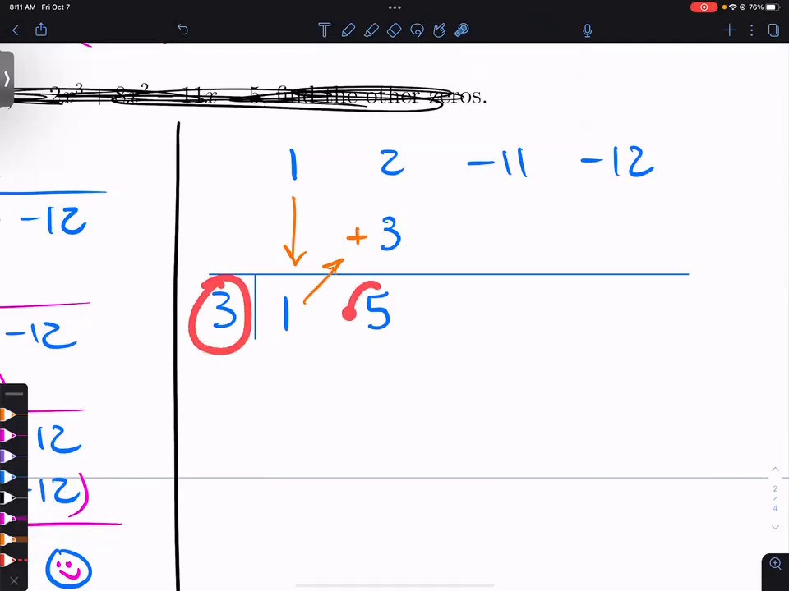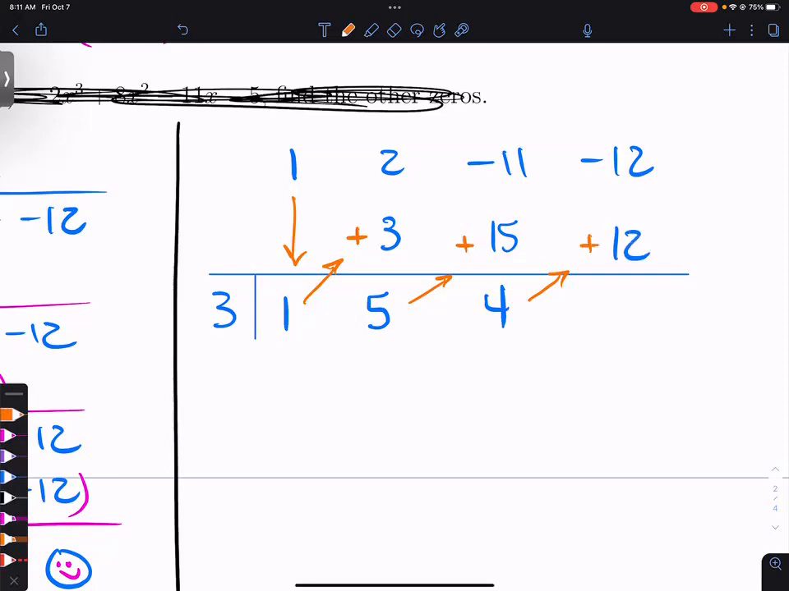And then we start doing it again, right? So multiply: 3 times 5 is 15. Add: -11 and 15 is 4. Multiply: 3 times 4 is 12. And add, and that's 0. The last number there is the remainder.